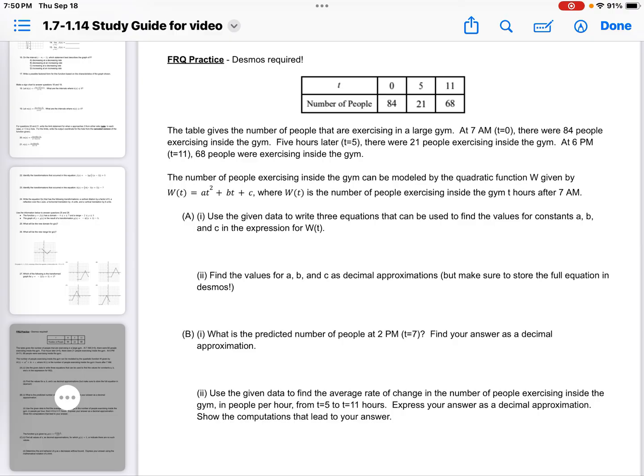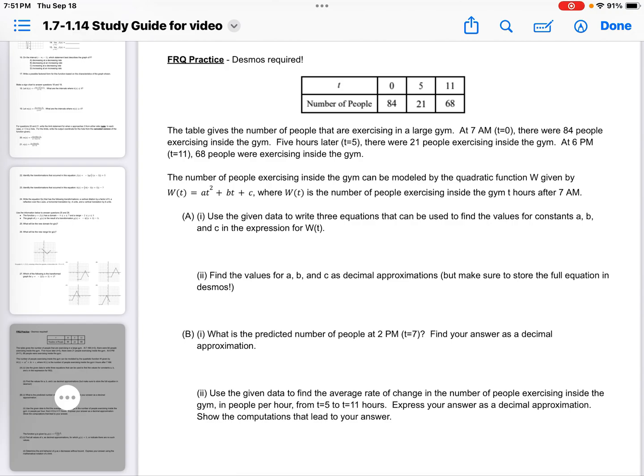The number of people exercising in the gym can be modeled by a quadratic function W, which is given by W of t equals a times t squared plus b times t plus c, where W of t is the number of people exercising inside the gym t hours after 7 a.m.